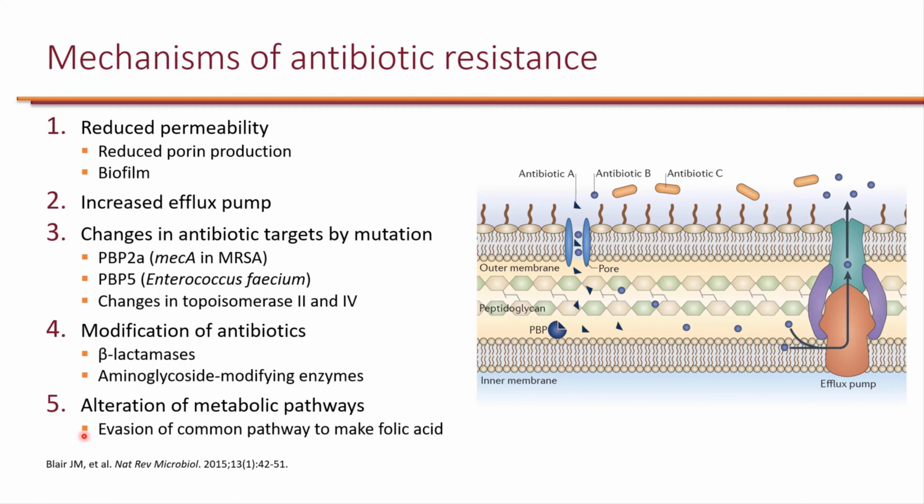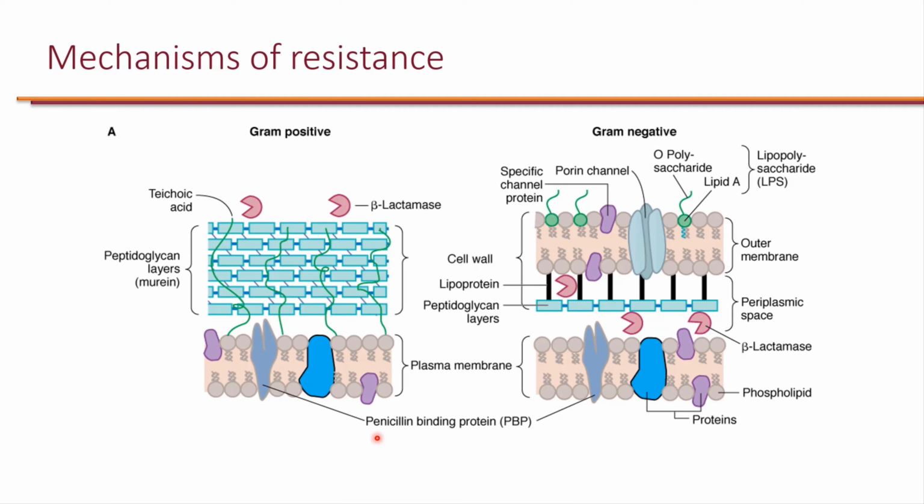And lastly, there is alteration of metabolic pathways. For example, the evasion of common pathway to make folic acid, which leads to resistance to trimethoprim-sulfamethoxazole. Now, there are other mechanisms of resistance, but these are the common ones that we will focus on.